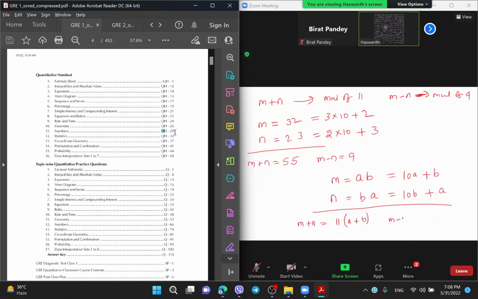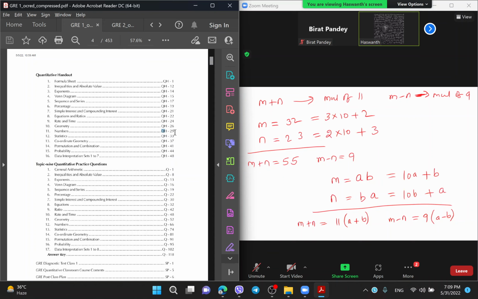Then difference of M and N: 10A minus A, 9A, B minus 10B, minus 9B, 9 of A minus B. So sum of M and N is a multiple of 11 and difference of M and N is a multiple of 9. Because A plus B is some integer, 11 into some integer is a multiple of 11. A minus B is some integer, 9 into some integer is a multiple of 9.